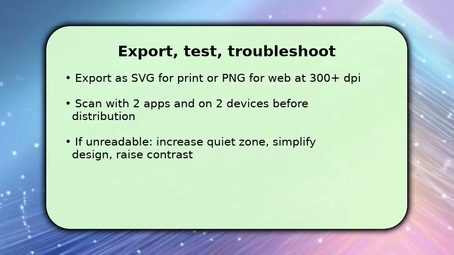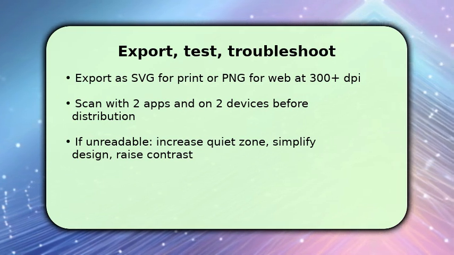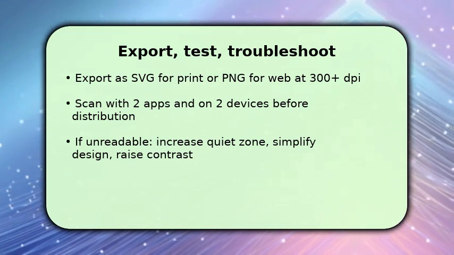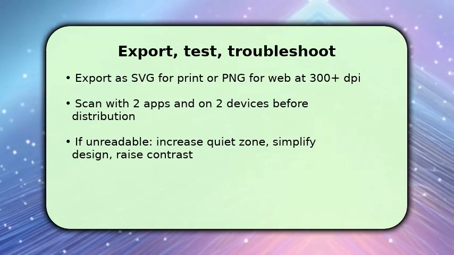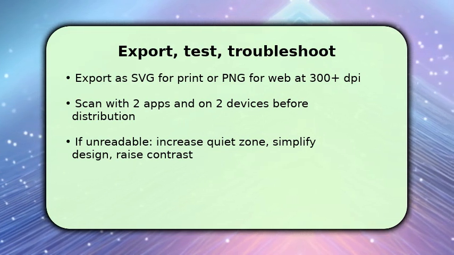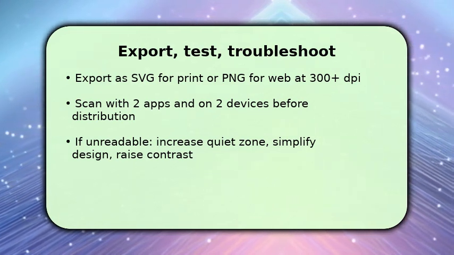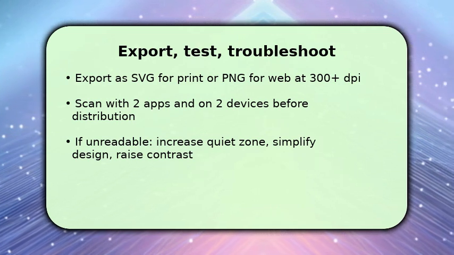If a scan fails, troubleshoot by increasing the quiet zone, reverting to black on white, or raising error correction and regenerating. Once consistent scans work, deploy the QR with confidence and monitor initial user feedback for any unexpected issues.